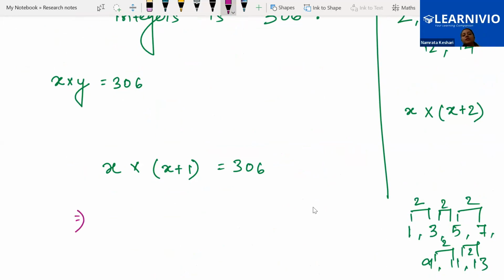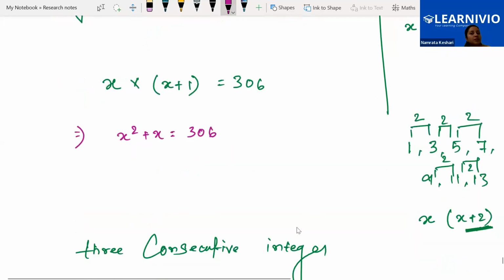Let's do the multiplication. What will be there on the left hand side? x square plus x is equal to 306. Exactly, x square plus x is equal to 306. Now, the standard form of quadratic equation, previous day we were talking about that, and that was ax square plus bx plus c is equal to 0. Whatever is there on the other side, just keep everything on one side, and one side will be 0.